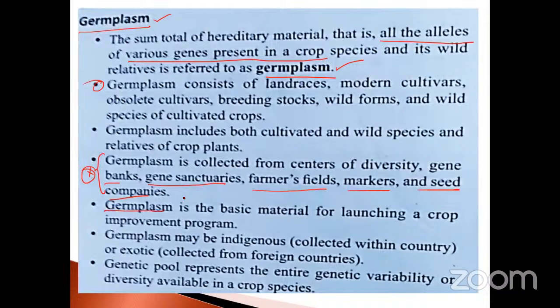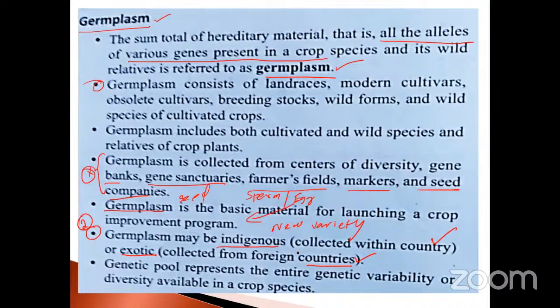Without seed, without sperm, without egg, we will not produce the new variety. That is very, very important. Germplasm may be indigenous, collected within the country. Indigenous means within the country. Exotic species, already we discussed, are collected from foreign countries. The germplasm is also of two types. What are they? Indigenous, collected within the country.